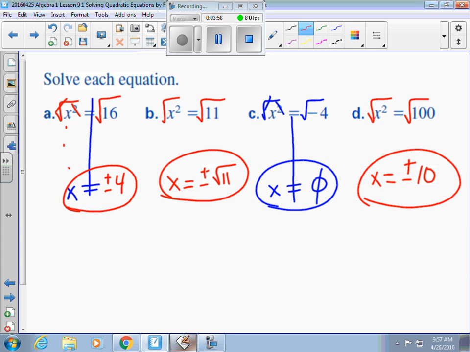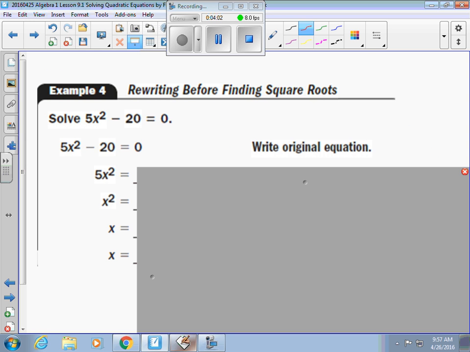If it is not by itself, we got to get it by itself, and we got to follow our order of operations. And that's where example number 4 comes in. It says rewriting before finding square roots. So this one does not have x squared all by itself. It has 5 times x squared, and then it says minus 20.